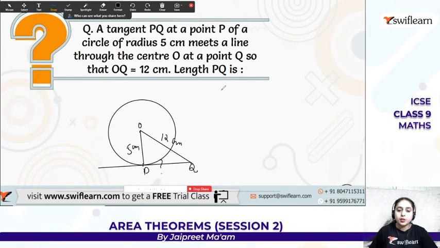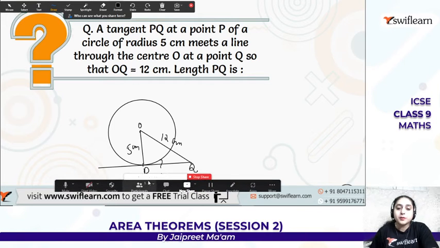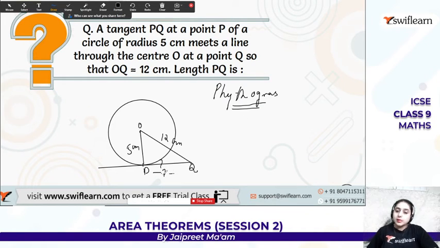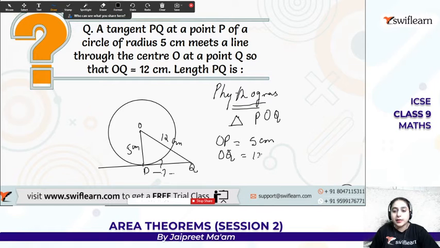Do you all know the Pythagoras theorem? Yes. For those who don't know, let me give you an introduction. Pythagoras theorem is basically used for finding the unknown length in triangles. So this is the unknown length. Two sides are given of a triangle. First let's see which triangle is formed. So this is POQ. The triangle is formed as POQ. Now OP is given, it's 5 centimeter, and OQ is given, it's 12 centimeter. Now what do we have to find? We have to find PQ. How will you find it out? We will use the Pythagoras theorem.